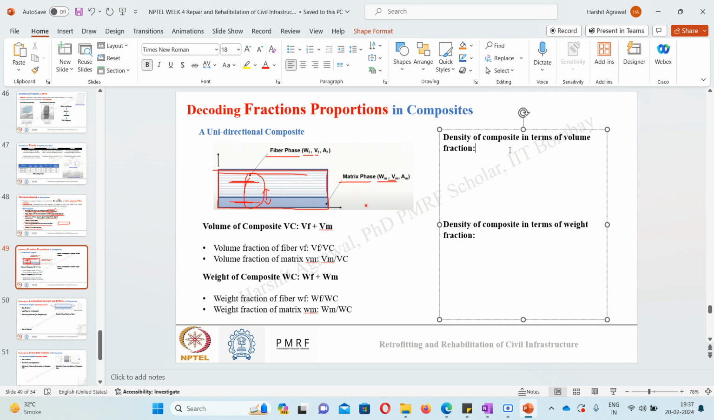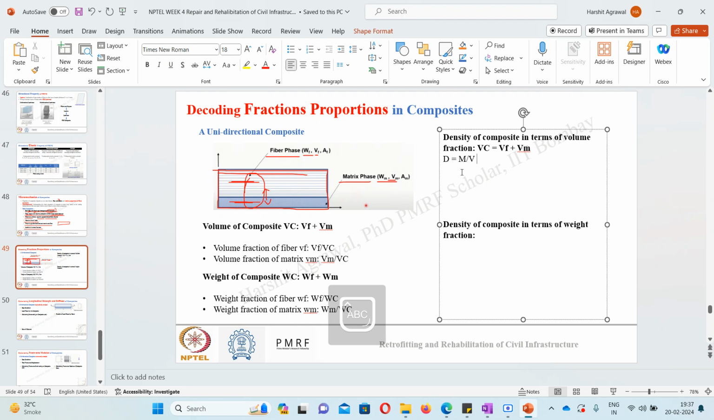Now, how can I calculate the density? I know the volume: Vc is equal to Vf plus Vm. I know the volume fraction. Since there is only fiber and matrix, in terms of volume I need to calculate, right? So what I can do, I know what volume is. Density is equal to mass upon volume.